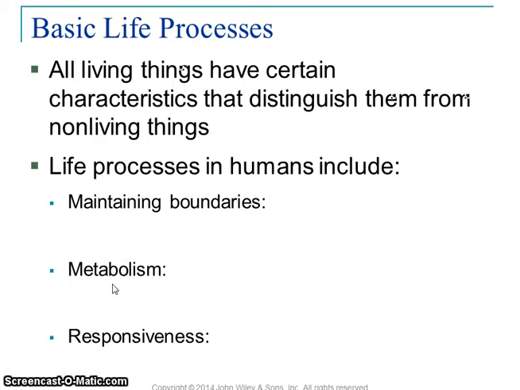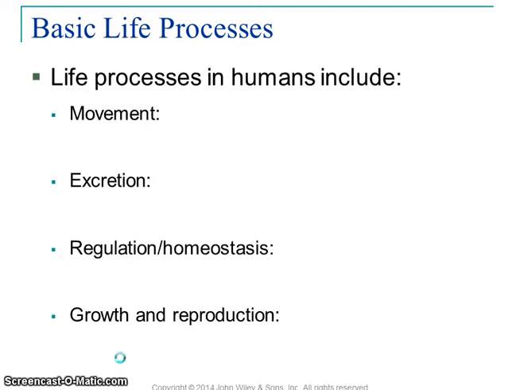Next, metabolism. That's every chemical reaction that takes place in the body. Living things have chemical reactions occurring. Responsiveness. Ability to respond to stimuli. So if you touch something hot and pull your hand away, you've responded to stimuli. Movement, being able to move. Excretion, getting rid of wastes, eliminating wastes.